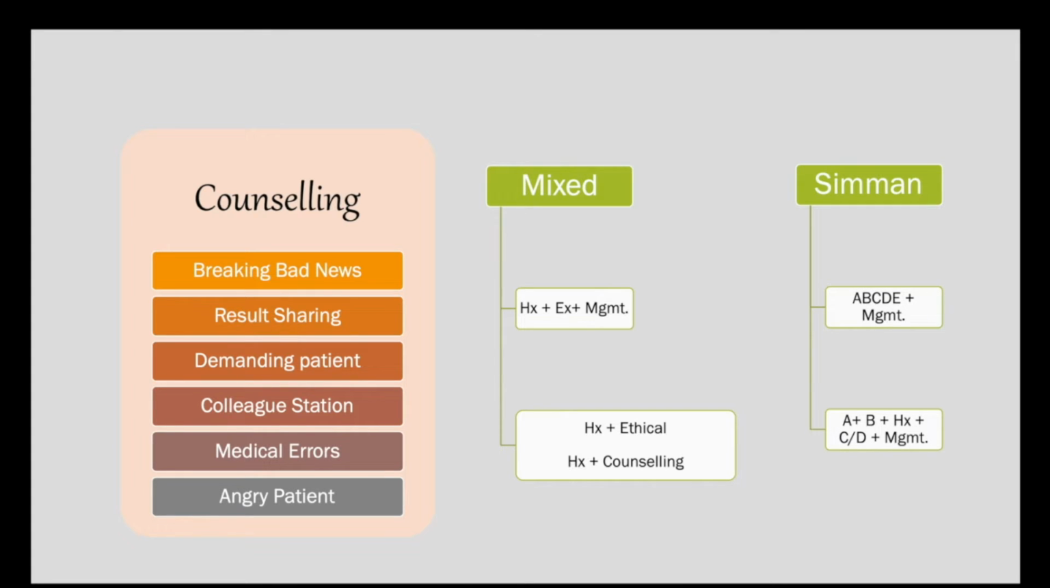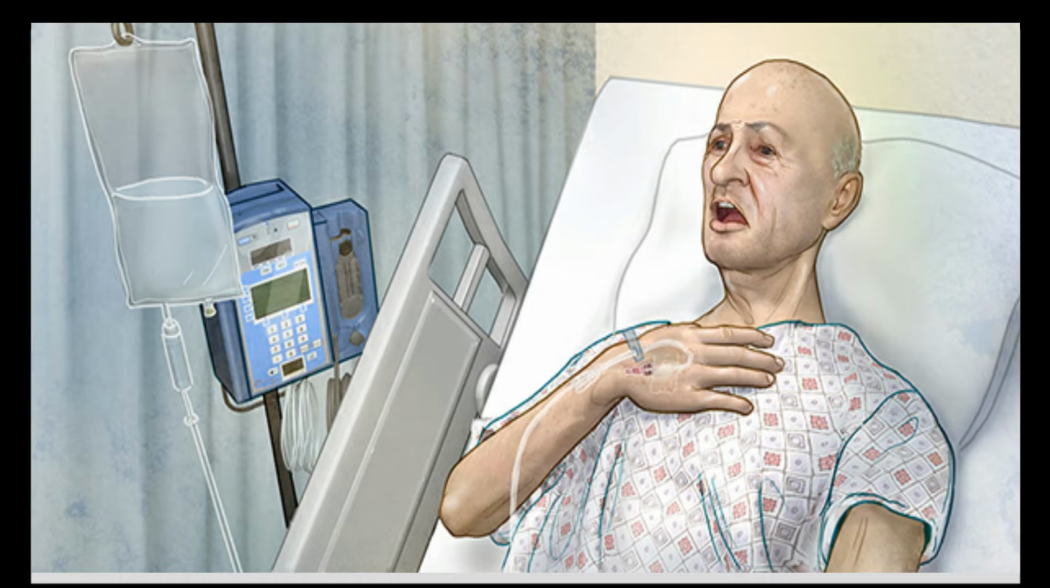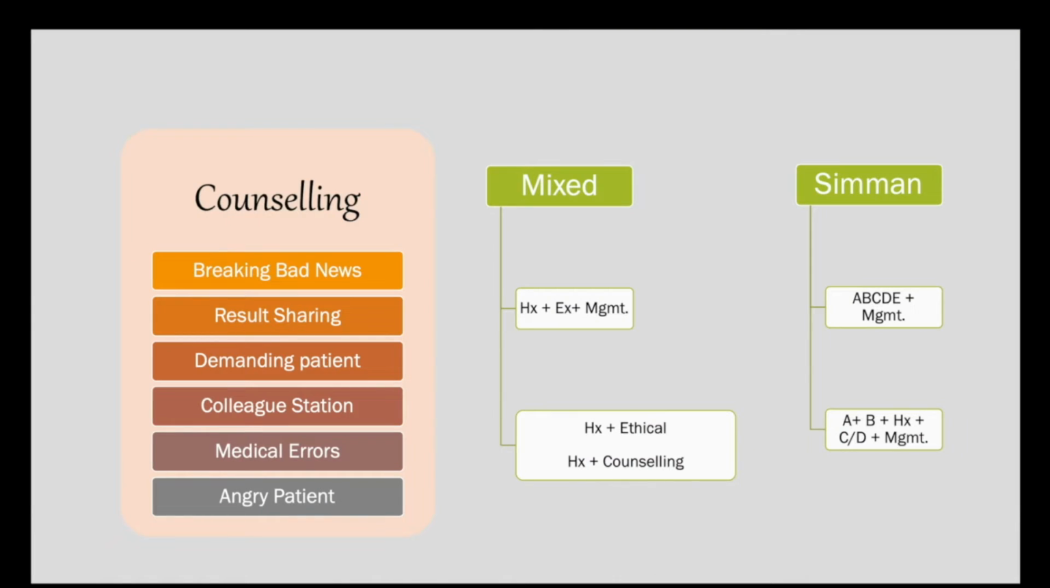Now, when we move on to Simman, we have further subdivided it into 2 different aspects. First is the ABCDE plus management protocol. When you enter the cubicle in this scenario, the patient will be very acutely ill, unwell from the beginning of the station. So you have to immediately start your ABCDE protocol and keep managing side by side until you reach the end, or after the 6 minutes, maybe you will have to speak to the examiner.